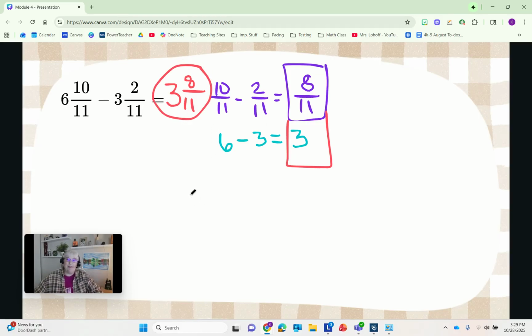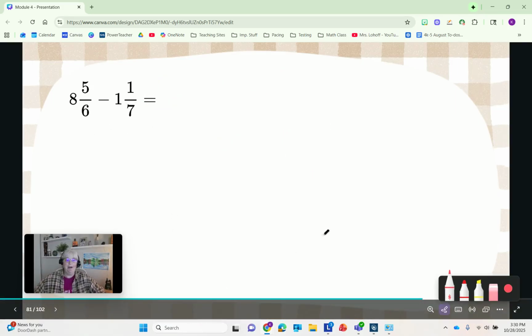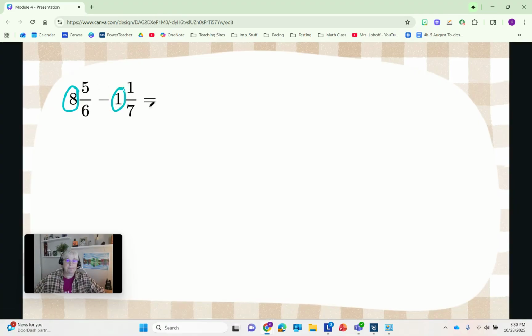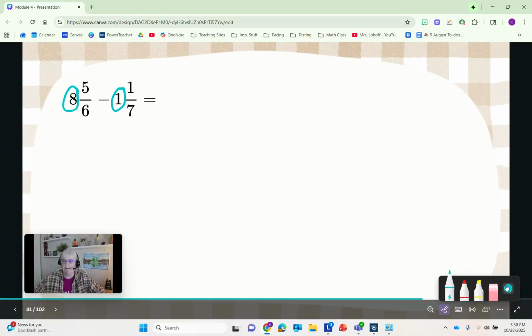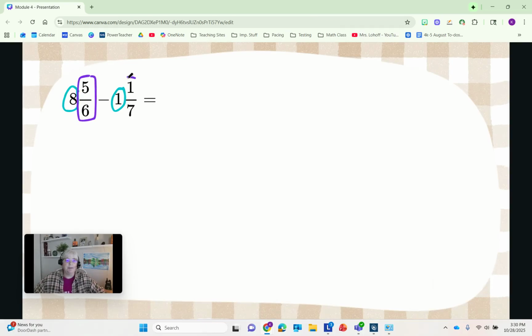All right, it's easier when our denominators are the same, but that isn't always the case. So let's look at an example where we don't have the same denominators in our fraction part. Again, I'm going to circle my whole numbers, and then circle and identify my fraction parts. When we are subtracting mixed numbers, we always begin with the subtraction of the fraction parts in case we need to rename. So here we have 5/6 minus 1/7.